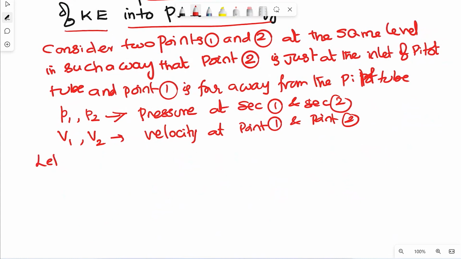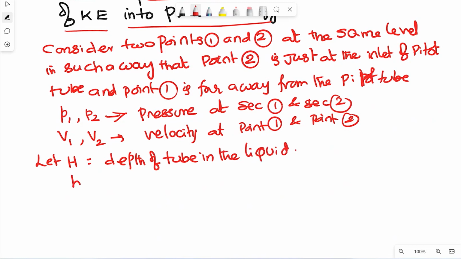That H is equal to the depth of the tube in the liquid. What is the depth of the tube in the liquid? Small h is the rise of liquid in the tube above the free surface.